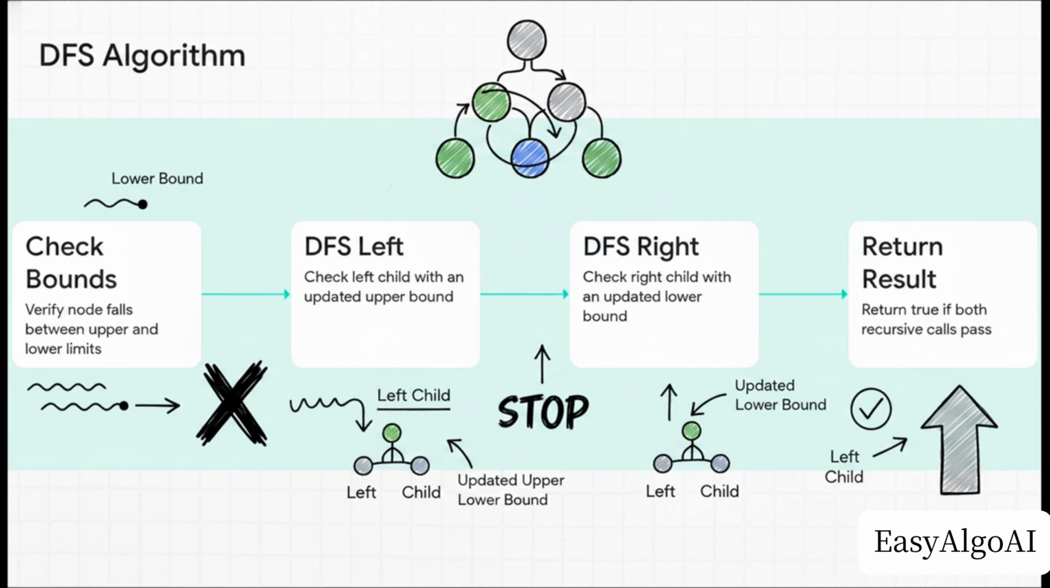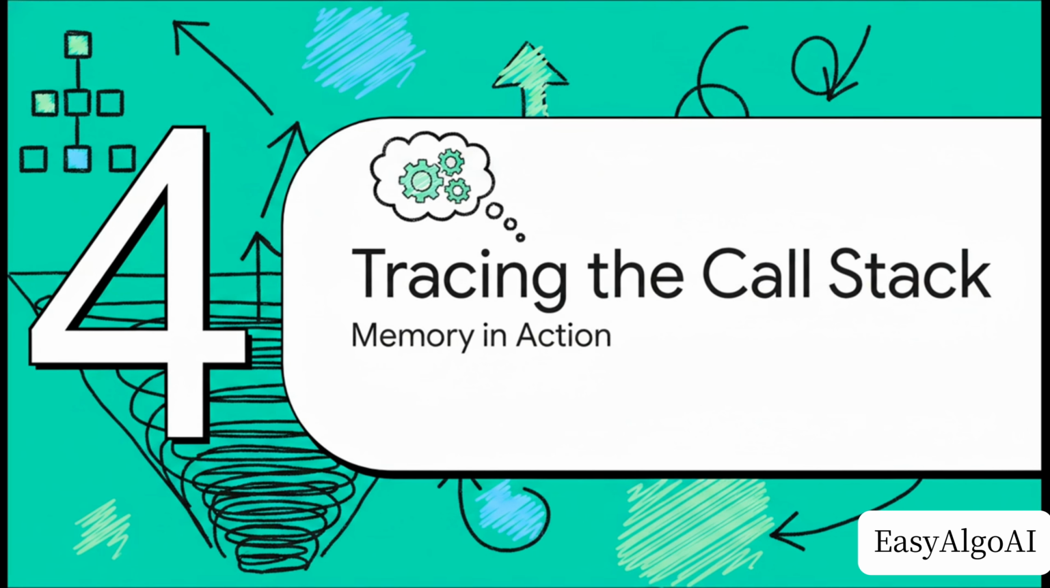Oh, and here's a massive optimization for you. If Step 2 returns false, we stop right there. I mean, there's absolutely no point checking the right side of the tree if the left side is already compromised, right? All right, Section 4, tracing the call stack, memory in action.